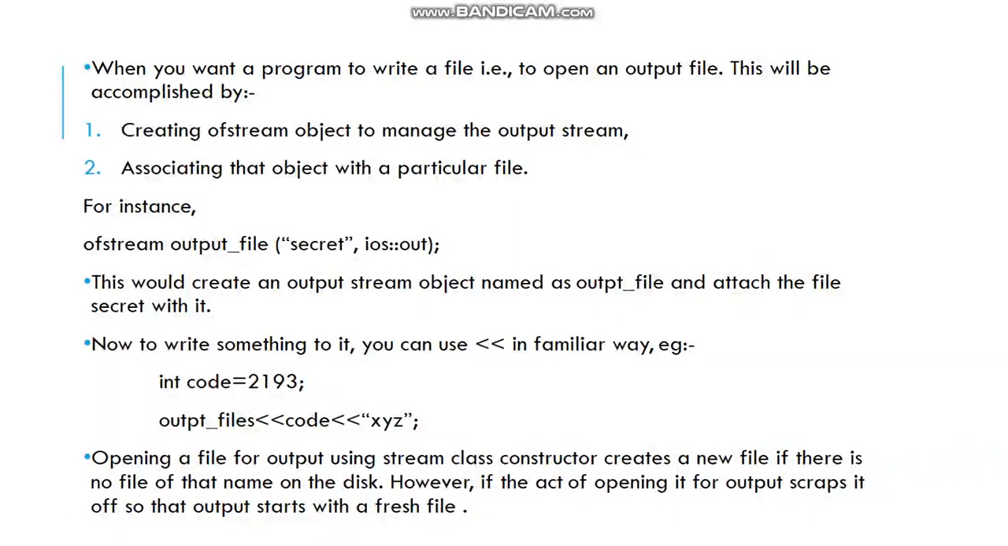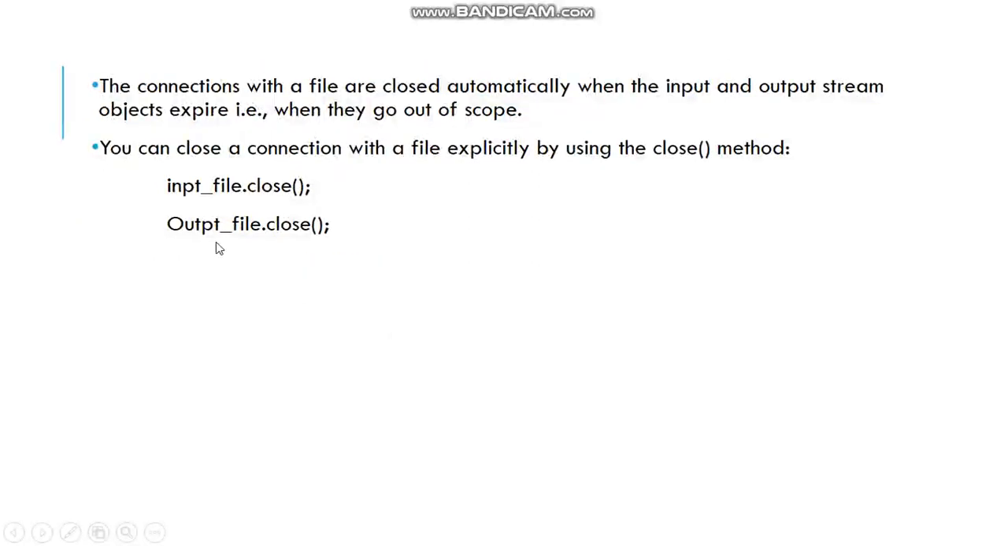Opening a file for output using the stream class constructor creates a file with that name if there is no file of that name on the disk. However, if the file already exists, the act of opening it for output scraps it off so that output starts with a fresh file. The connections with a file are closed automatically when the input and output stream object expires, that is, when it goes out of scope.